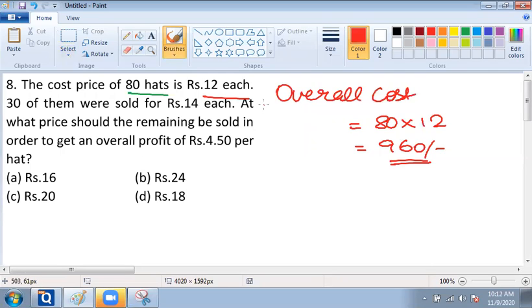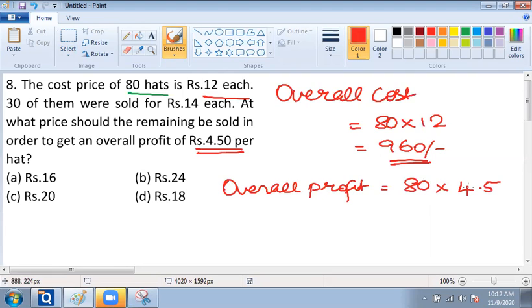Now we can see that each hat is sold at a profit of rupees 4.50. So what is the overall profit? The overall profit is equal to, we are dealing with a sale associated with 80 hats, profit per hat is 4.5. So 80 into 4.5, that is equal to 360 rupees.